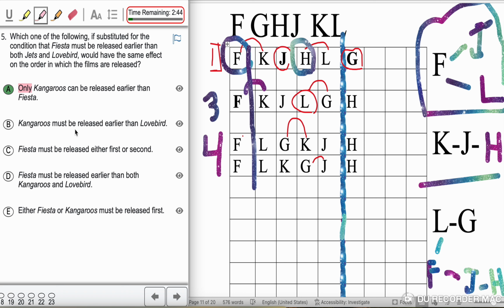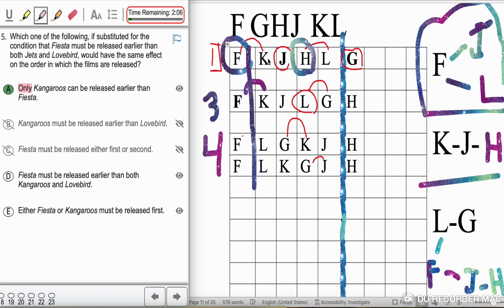K must be released earlier than L. No, because if you look here, it's not. F must be released first or second. That is a good one, but just because F is in first or second doesn't really put this condition in play that F is before J and L. So no, because you see that L is kind of second here, so F is either first or second. That's not really going to work. F must be released earlier than K and L.